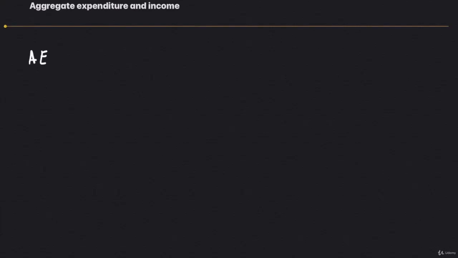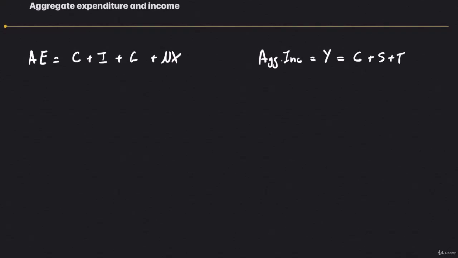Aggregate expenditure is C plus I plus G plus net exports. And aggregate income, which we're going to denote as Y, is equal to all the money that I spend plus all the money that I save plus taxes. And when they're equal to each other, we have an equilibrium in the goods and service market. But let's see what happens when they're not in equilibrium to get a better understanding of how we get the IS curve.